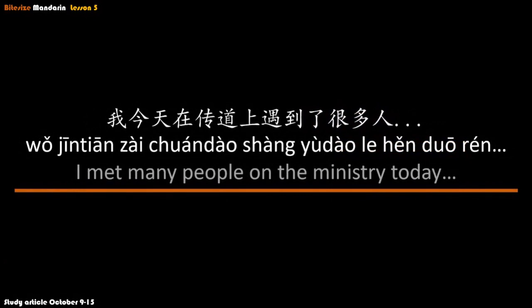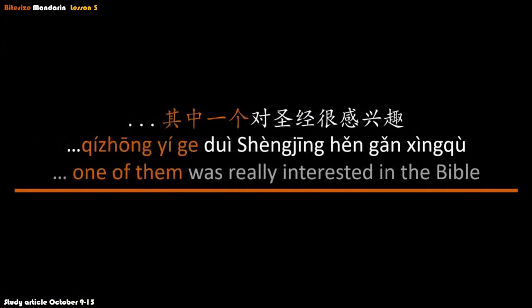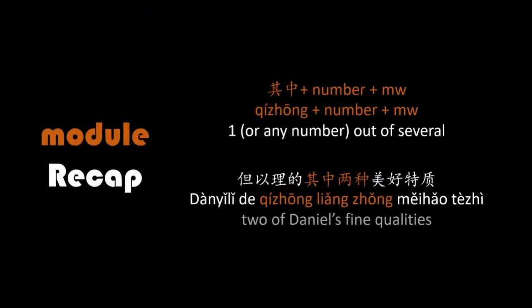我今天在传道上遇到了很多人. So here the noun is 人, people. 其中一个对圣经很感兴趣. One of them was really interested in the Bible. So really the phrase is 其中一个人对圣经很感兴趣. But because I've already mentioned 人 in the preceding part of the sentence, I don't need to repeat it again. So to recap, 其中 number measure word is what we use when we want to highlight one or any number out of several. Daniel 的其中两种美好特质, two of Daniel's fine qualities.